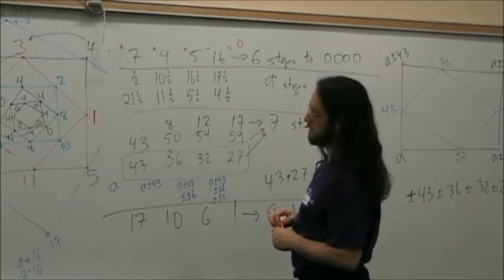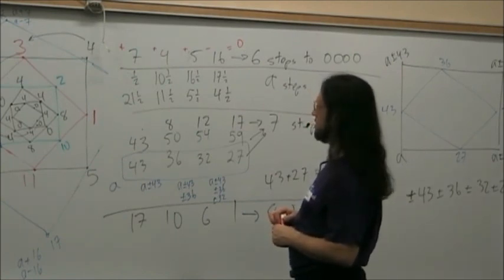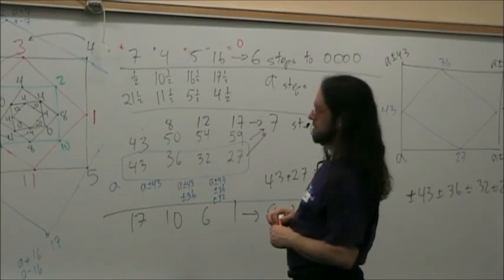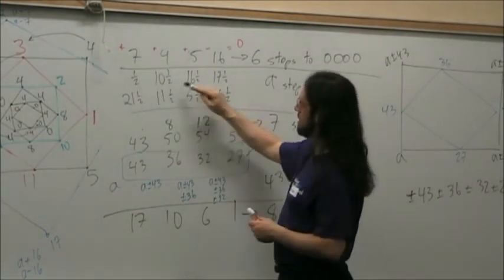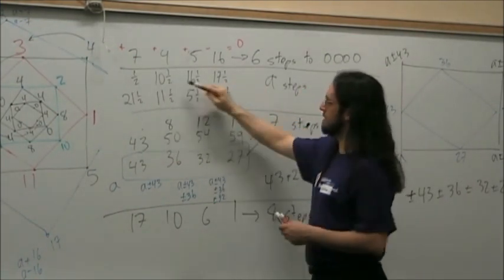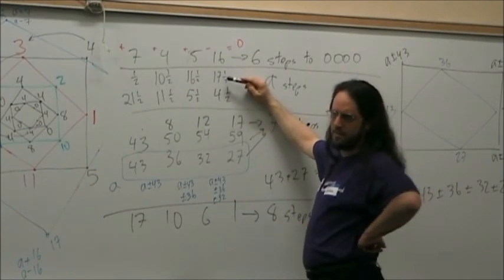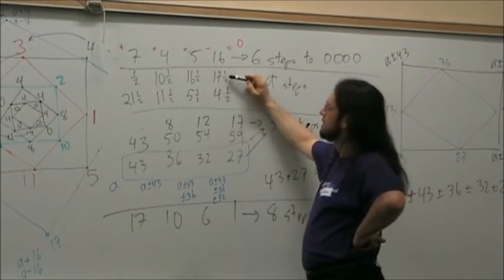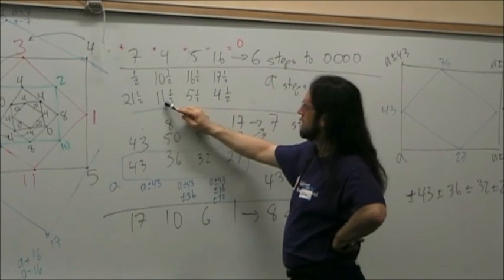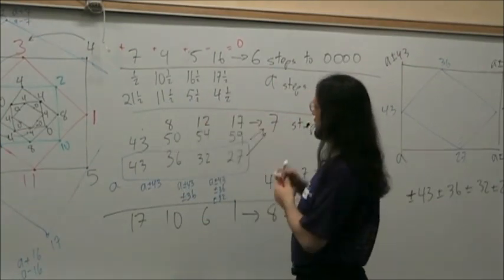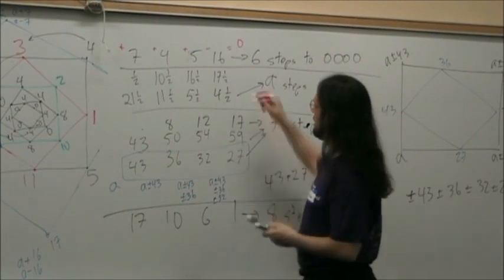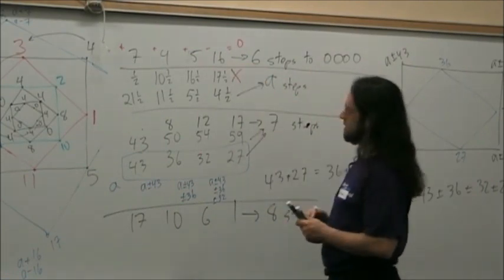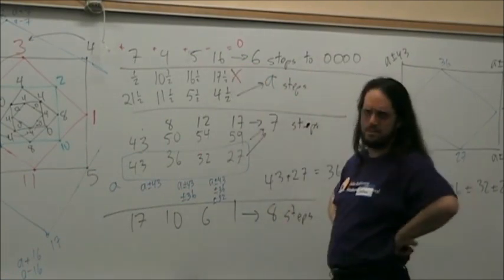Wait a minute. Didn't we say the biggest one was supposed to equal the 3 smaller ones added up? Yes. Something's wrong here, because look, a half plus 10 and a half plus 16 and a half equals 17 and a half? I'm not buying it. How about this one? 21 and a half equals 11 plus 5 plus, this one works. This one, something's wrong, so we must have made an arithmetic or algebra mistake, because the 3 smaller ones are supposed to add up to the biggest one.